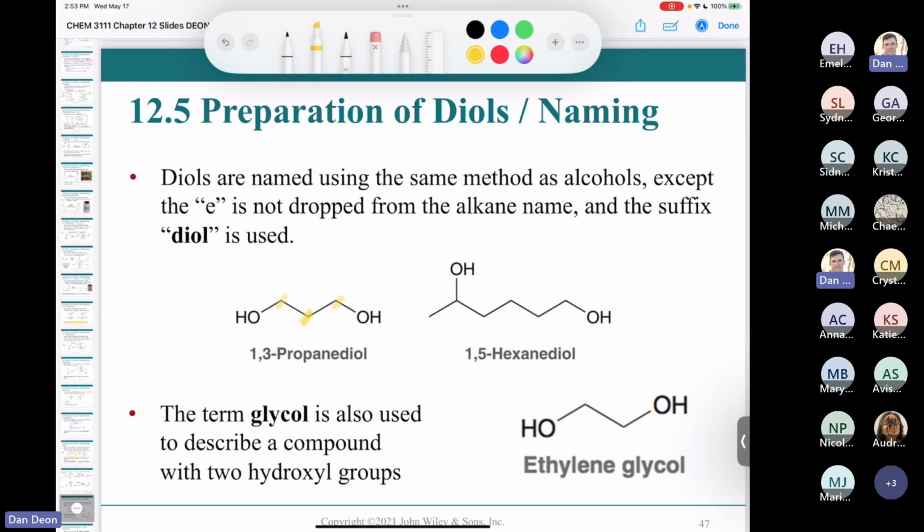Or this next compound here, we would start numbering here 1, 2, 3, 4, 5, 6. You'd call this 1,5-hexane diol. So notice that you don't drop the E at the end of the alkane name.